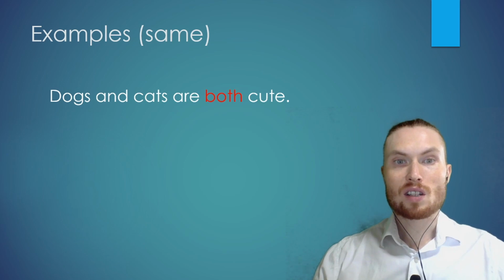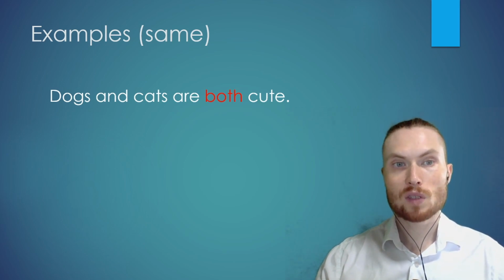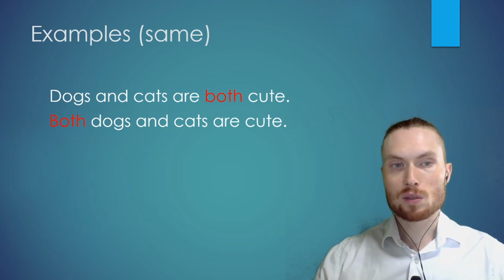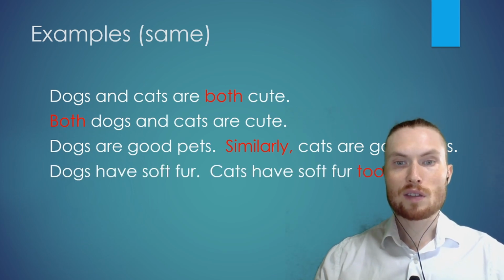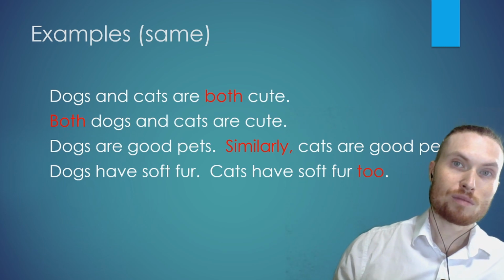So dogs and cats are both cute. So these are examples of similarities. So we can use this phrase both to describe both things. Or we can say both dogs and cats are cute. Dogs are good pets, period. Similarly, cats are good pets. Dogs have soft fur, cats have soft fur too. Or we can say cats have soft fur also, or cats have soft fur as well.